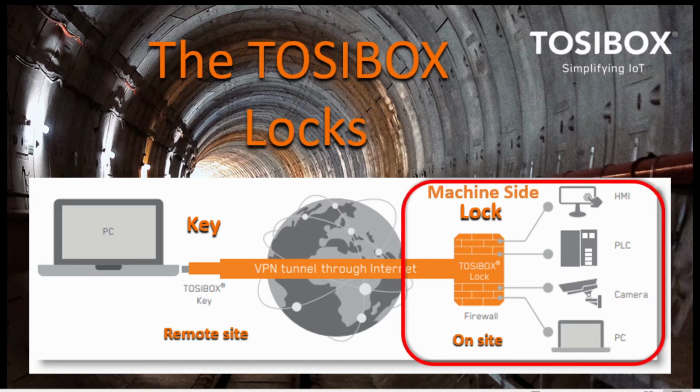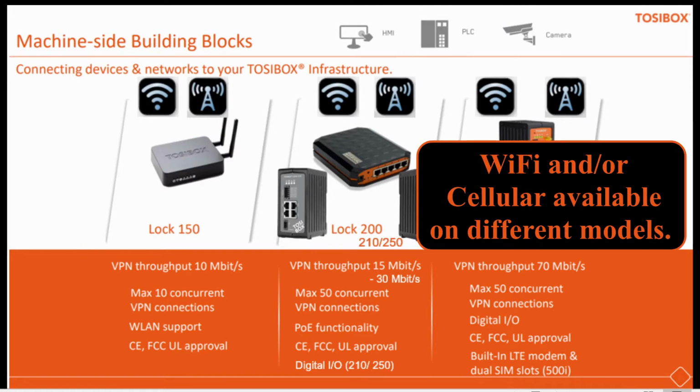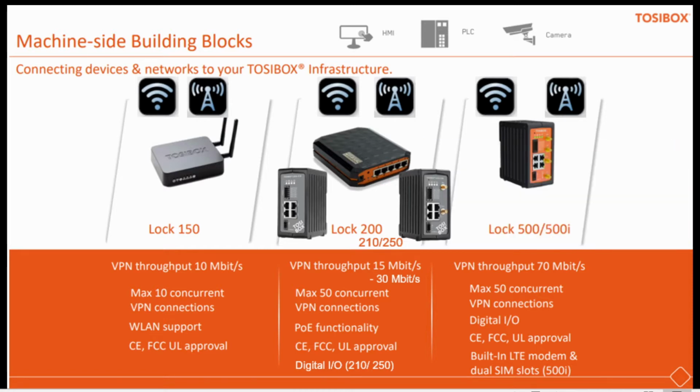Now the lock itself resides on the machine side, and the available locks that we have, starting on the left, we have the Lock 150 series. The Lock 150 allows for VPN throughput of up to 10 megabits per second and has a maximum of 10 concurrent VPN connections. And there in the middle, we have the Lock 200 series. There's three units available for this: the Lock 200, the Lock 210, and the Lock 250. The 200 series allows for a VPN throughput anywhere from 15 to 30 megabits per second, depending on the model. And it allows for a maximum of 50 concurrent VPN connections. The Lock 210 and the Lock 250 also have digital I/O.